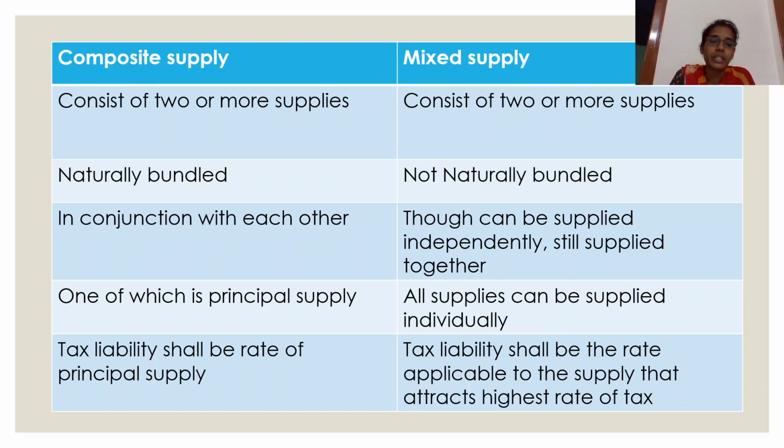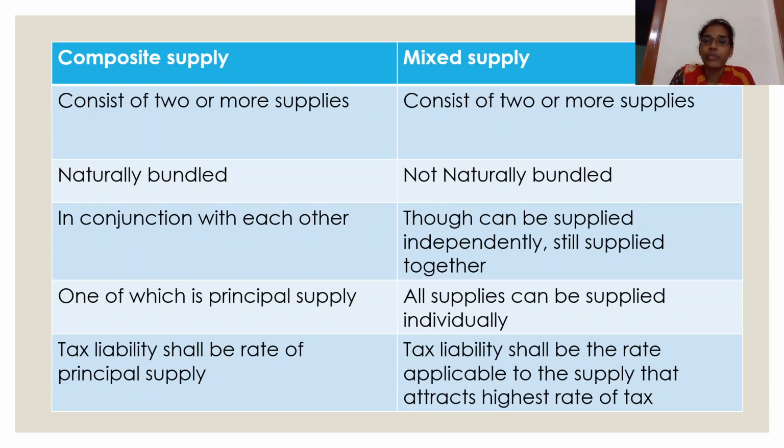In case of composite supply, the tax liability shall be the rate of the principal supply. The tax rate of the principal supply would be applicable to the whole of the bundle. So the tax rates of the ancillary or additional ones would not be considered. In case of mixed supply, the tax liability shall be the rate applicable to the supply that attracts the highest rate of tax.